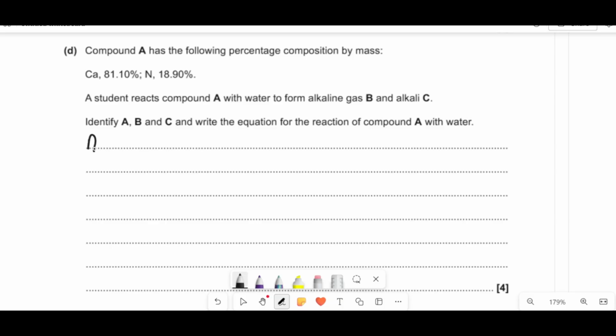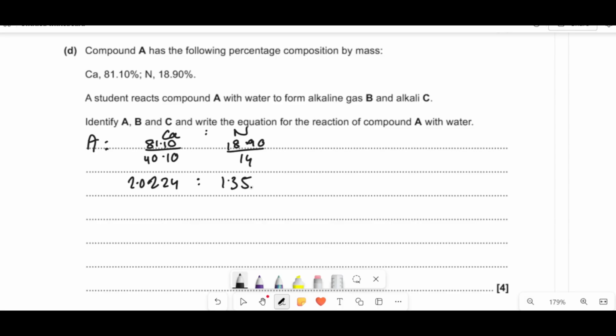Because here, with A, we know that it's got 81% calcium, and this much nitrogen. So I'm going to write Ca and N here, and I'm going to work out their empirical formulae. So 81.10 and then 18.90. If we divide by the Ar of calcium, which is 40.1, and then here, 18.9, we're going to be dividing by 14. If we do that, we get a ratio of 2.0224 for calcium, and for the 18.9, we get 1.35. Fine, so we need to figure out how to make this look good and eventually get a nice ratio.